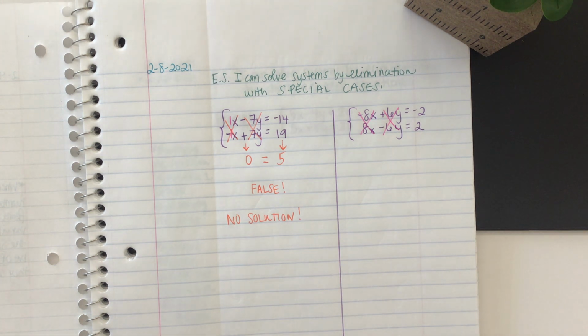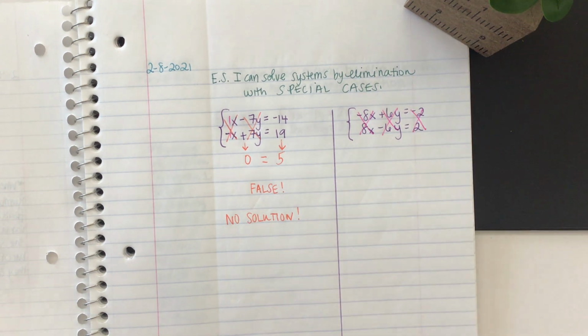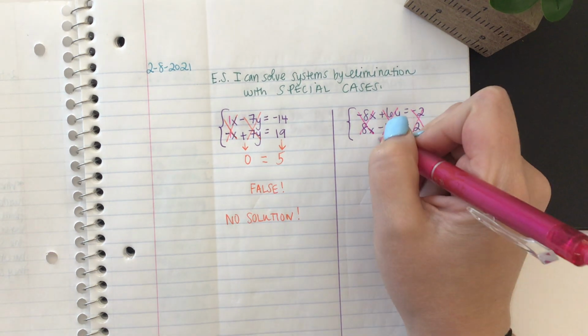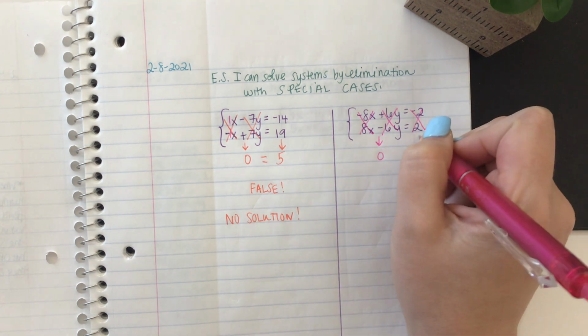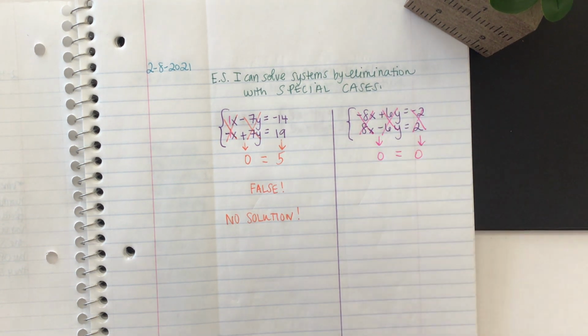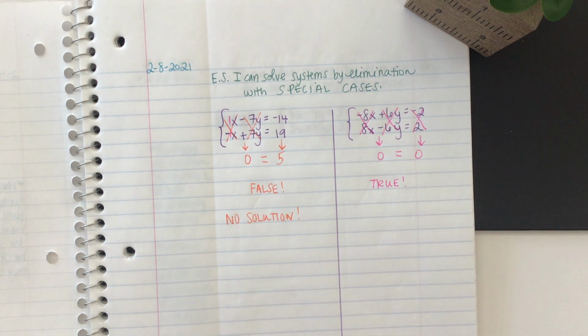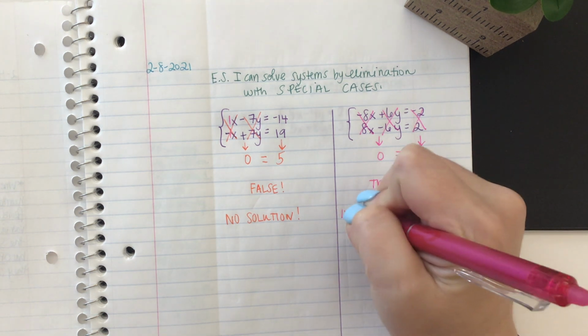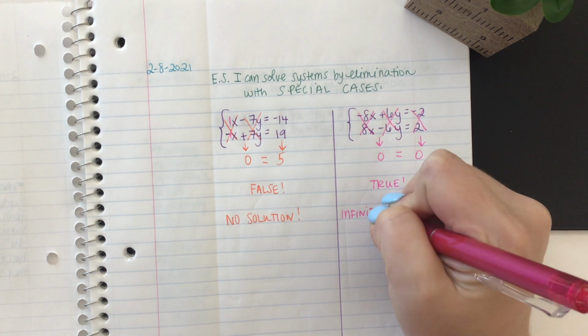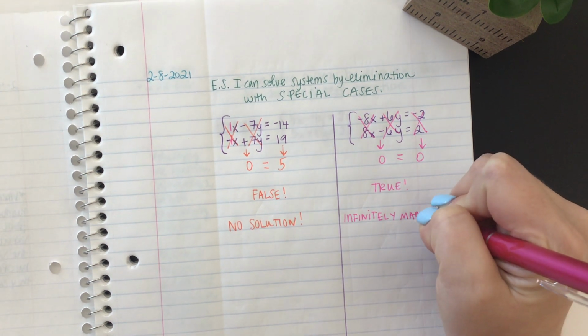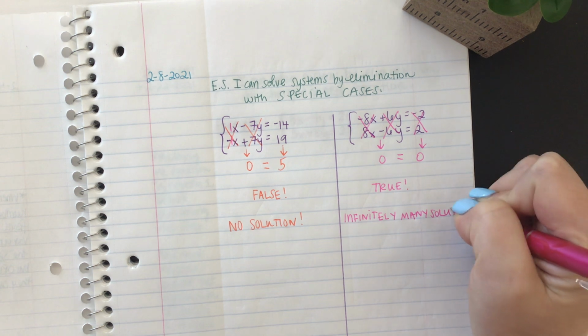But then I notice that I also have a negative 2 and a positive 2 that can cancel. So on the left-hand side, I'm left with 0, but on the right-hand side, I'm also left with 0. I have no variables, but I have a statement that reads 0 is equal to 0. Now, does 0 equal 0? Yes, this is a true statement. And if we solve a system and at the end we get a true statement, that means we have infinitely many solutions.